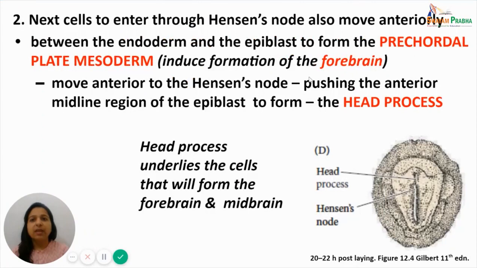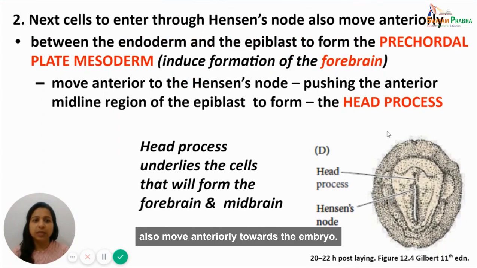The next cells to enter through Hensen's node also move anteriorly toward the embryo. They will come to lie between the endoderm and the epiblast to form the precaudal plate mesoderm.